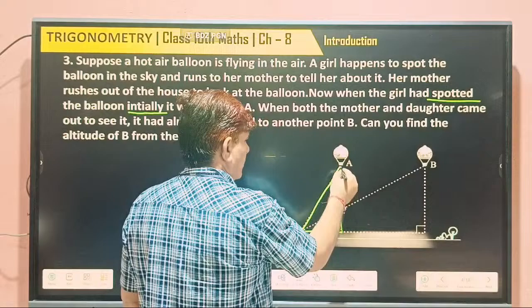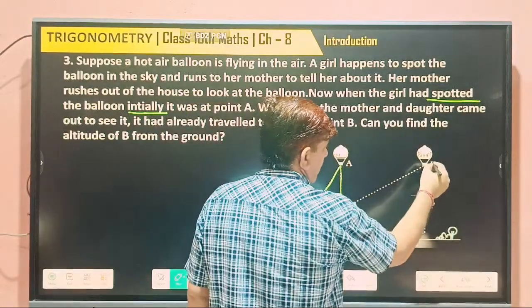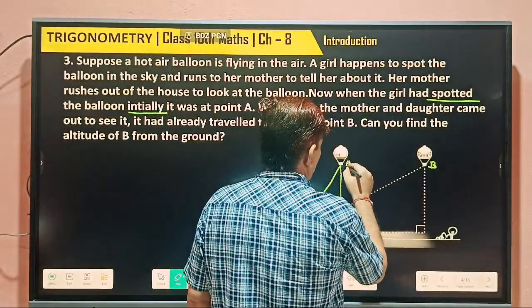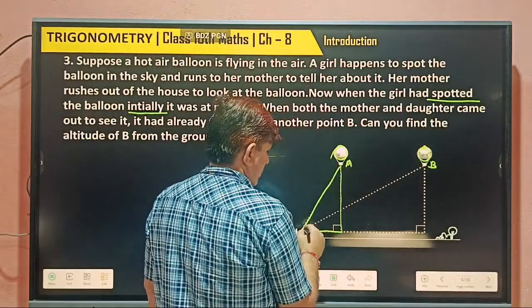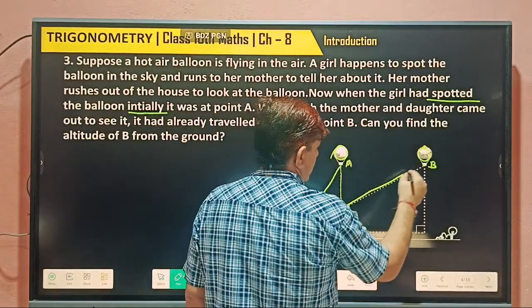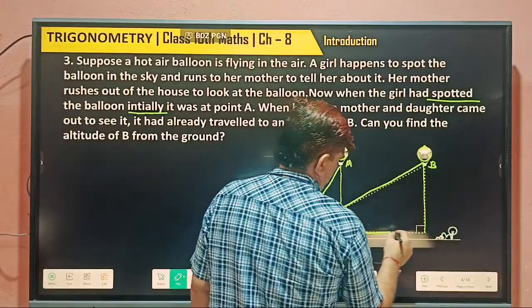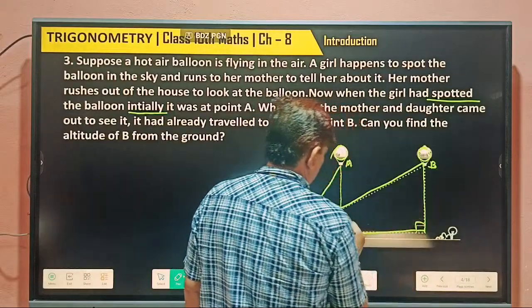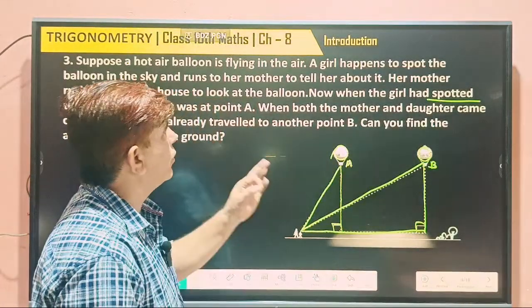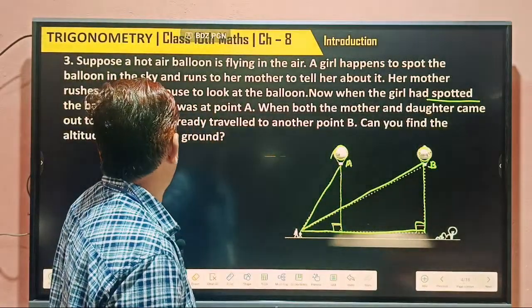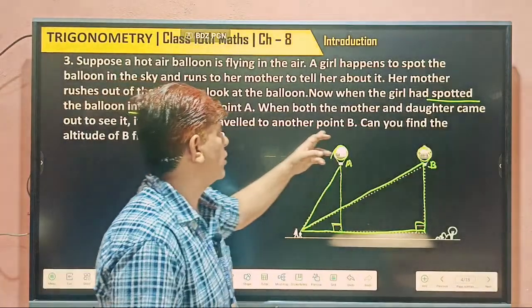After some time, it came to point B. This is point A. This is the balloon, this is also the balloon, the same balloon. This angle is a right angle. This angle is also a right angle. Understood? When both the mother and daughter came out to see, it had already traveled to another point B.